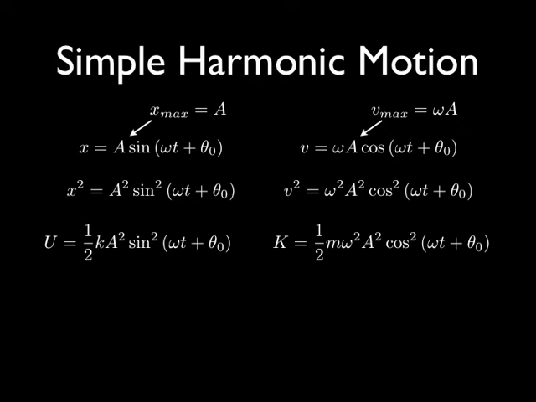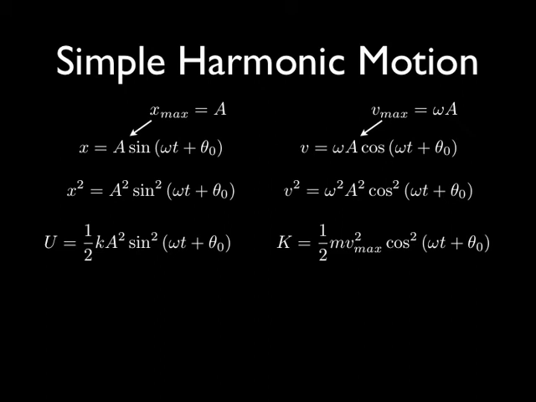theta naught). Now, you probably don't have in your head right now what the sine squared and cosine squared look like, so we're going to walk through this just to make sure we understand it a little better. First, though, I want to point out that kinetic energy really is 1/2 m v max squared times cosine squared.